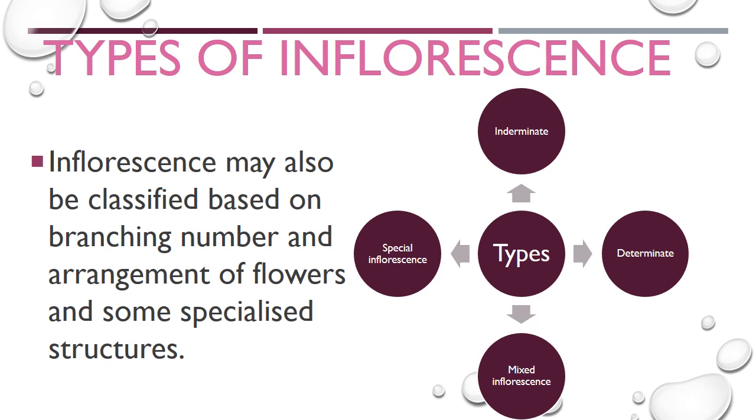The first classification was based on position only. But here it is branching number and arrangement of flowers, and also some specialized structures. Underline those words: branching number, arrangement of flowers and also some specialized structure. What are the types? First is indeterminate, second is determinate, third is mixed inflorescence, fourth is special inflorescence.